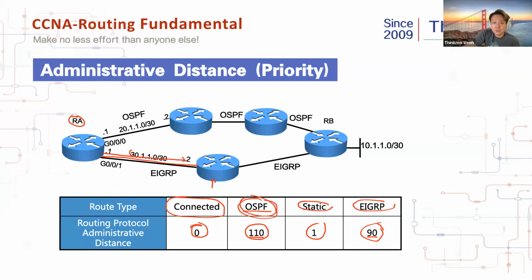EIGRP is mostly used in Cisco routers. EIGRP is actually Cisco's own protocol, which means other vendors' routers don't support this protocol. So if the network environment only has Cisco routers, EIGRP may be a better choice because EIGRP's convergence is much faster than OSPF.